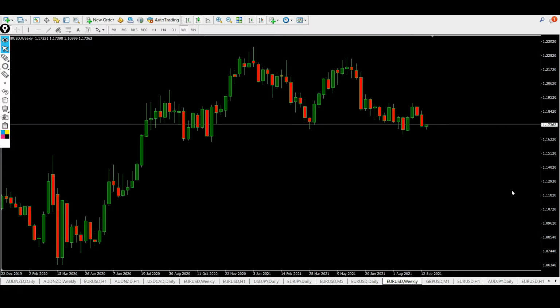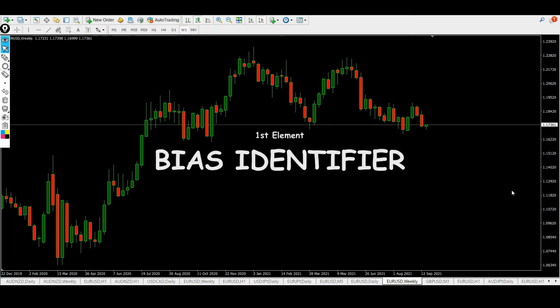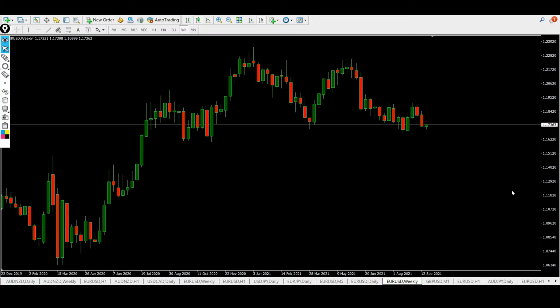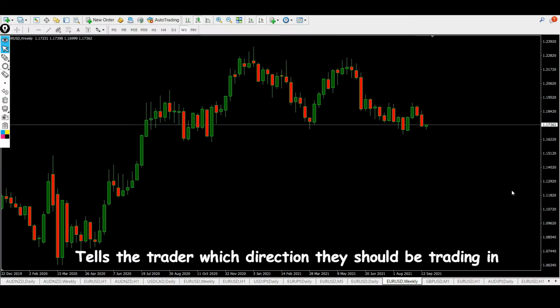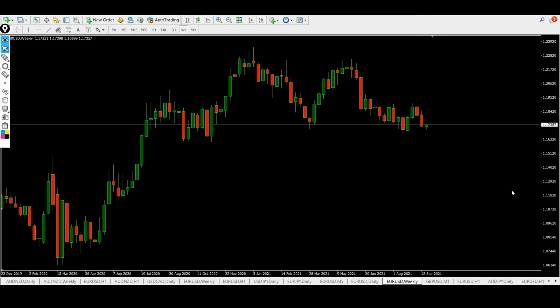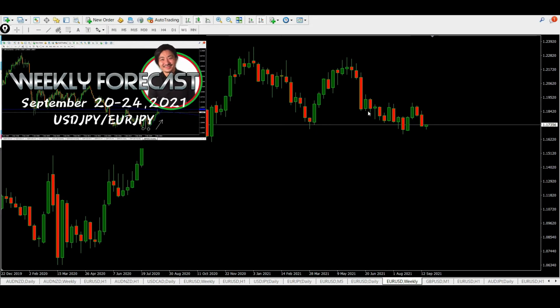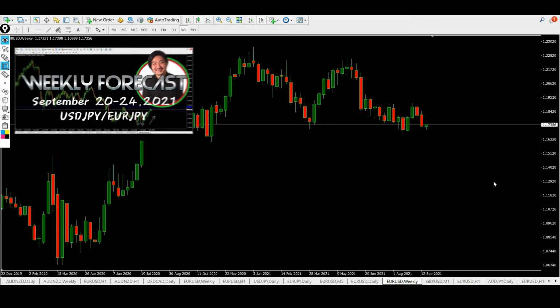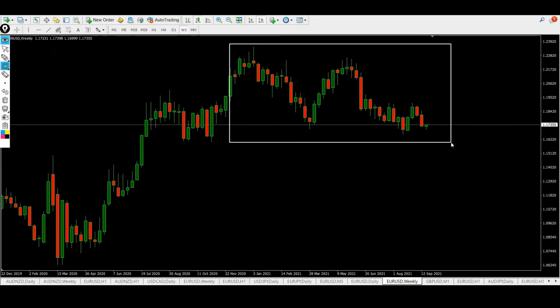Okay, so the first element of a strategy is the bias identifier. The bias identifier essentially tells the trader which direction he or she should be trading in. So let me show you a real life example. If you watch my forecast and analysis, you'll know on this Euro-USD weekly chart, in this entire area right here, my bias identifier stated that the bias is short. So in other words, my bias identifier stated that I should be looking for short entries in this entire area.